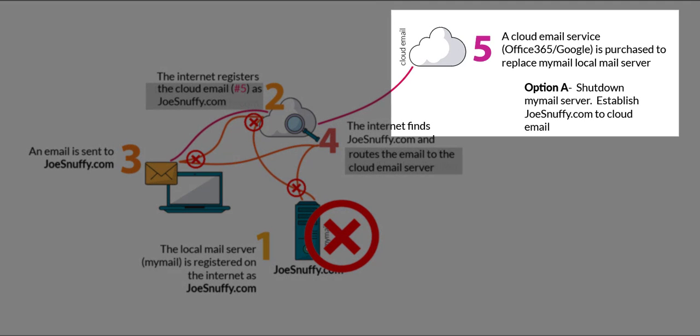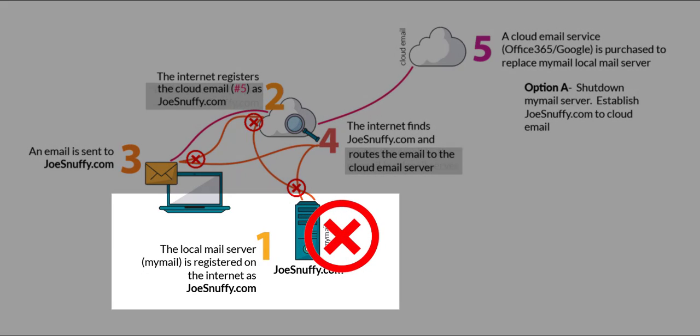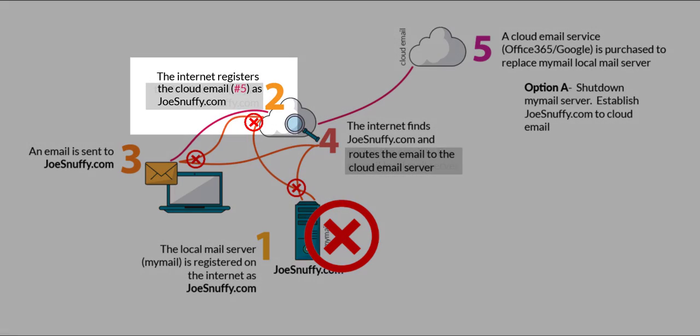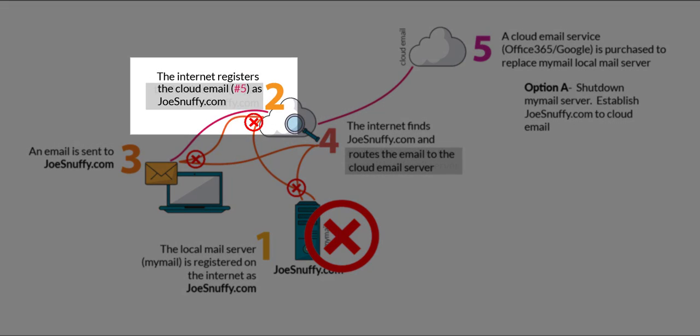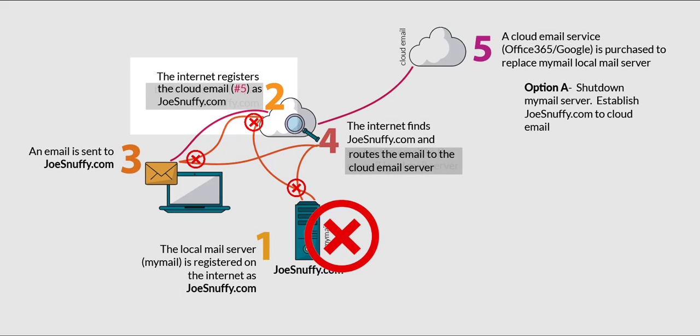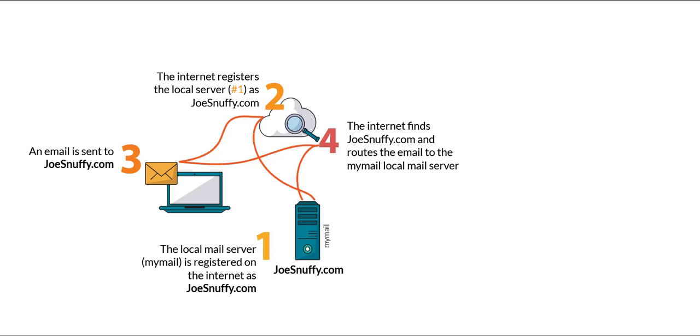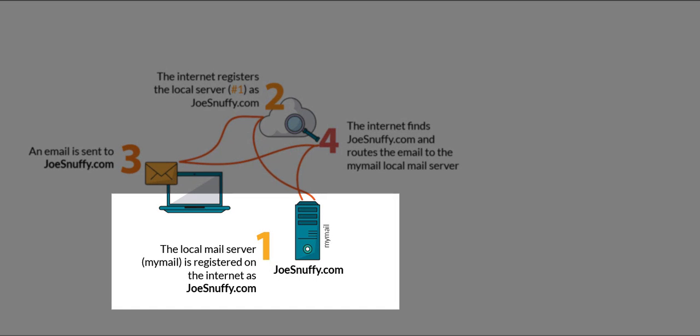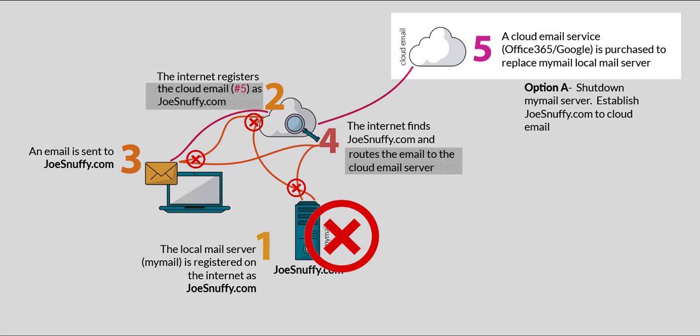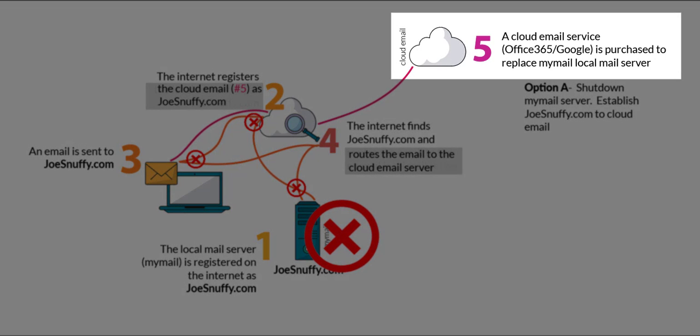So that means we have to take down that MyMail server, number 1 there. We got to cancel that, and we have to deregister number 2 there. Basically, we have to change the way that registry works. So instead of going, as we saw in the previous slide, to joesnuffy.com as the local server, now note where it's going. It's going to a cloud email server, number 5, represented in the chart here as joesnuffy.com.